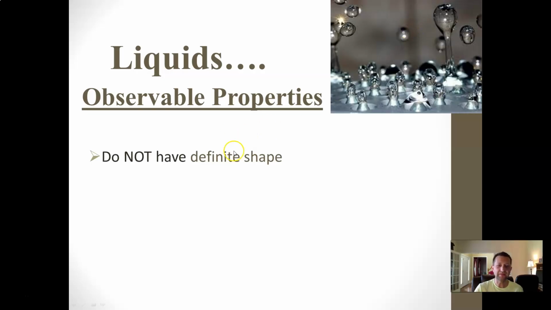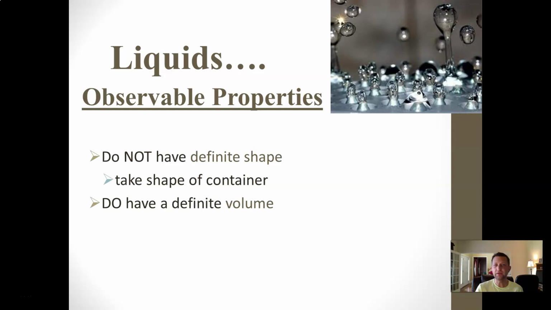So liquids do not have a definite shape. If you bump that glass of water, the liquid inside would move around, right? If you poured it from one glass to another that is a different size or shape, you would see that the shape of the liquid changes. If you spilled it all over your desk and the floor, clearly the shape has changed. So liquids do not have a definite shape. They take the shape of their container, but they do have a definite volume.